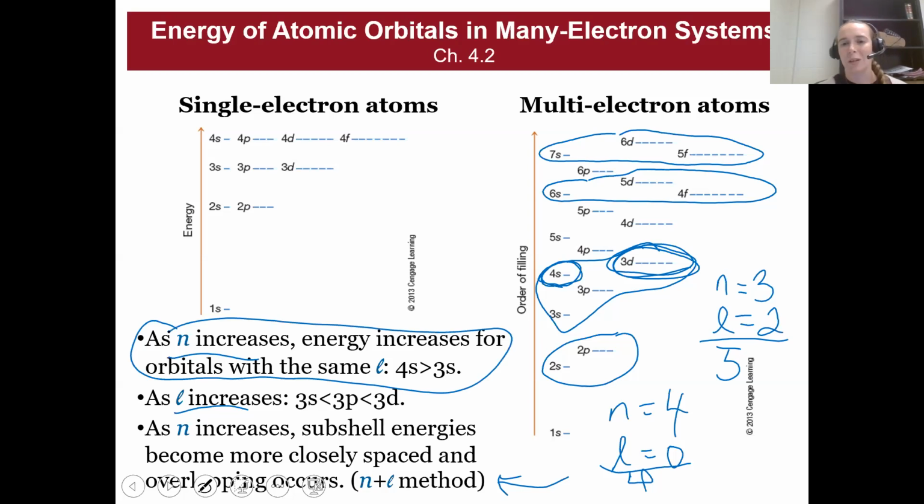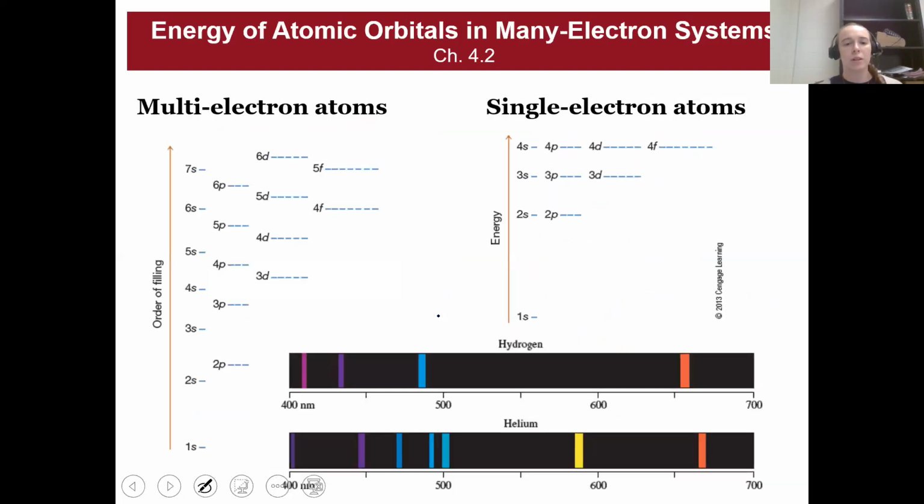Because our sum is bigger, our energy is actually higher, even though it doesn't fit with our first main rule about increasing N, and it doesn't agree with what we saw for the single electron atom. Okay, so that's your shortcut way of doing it. It doesn't always work. For example, 4p and 3d are going to have the same N plus L. So then you have to go back to the first rule. Okay, awesome. So this is just another explanation for these multi-electron atoms.